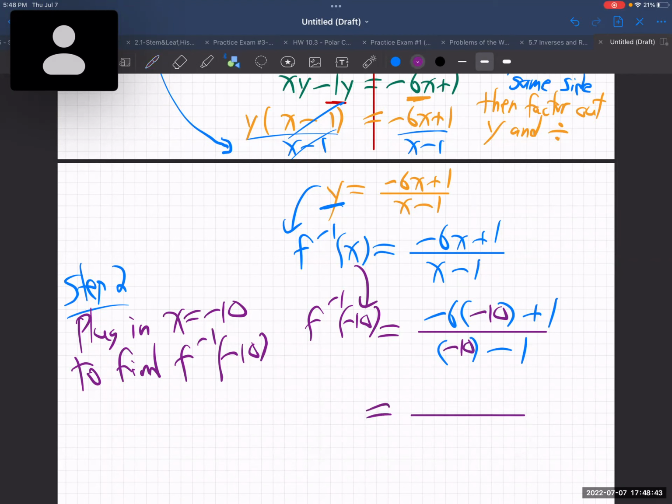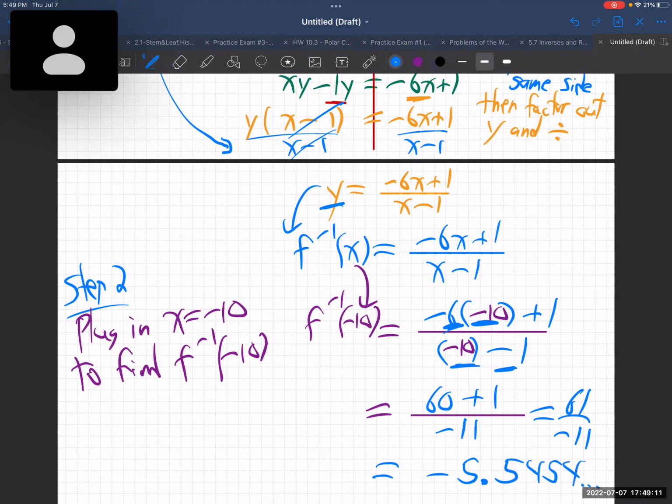And we come on down, we work that out, and we've got 60 plus 1, because there's 2 negatives here. Make positive, and this is minus 10 minus 1, so minus 11. So that's 61 over minus 11. I believe they want a decimal. They might take a fraction as well. I don't know. Here's the decimal. I'm getting negative 5.5454, etc. like that. So you might be able to give them a fraction or decimal. I'm not sure. For sure, they'll take the decimal. I know that much. And so there's the answer. So that's how we do it.